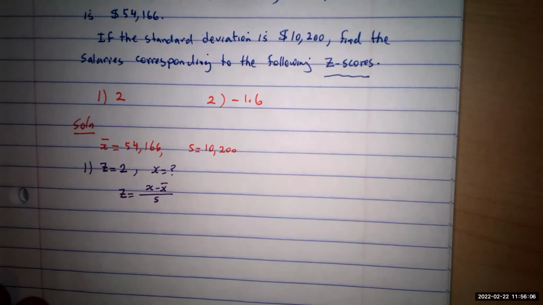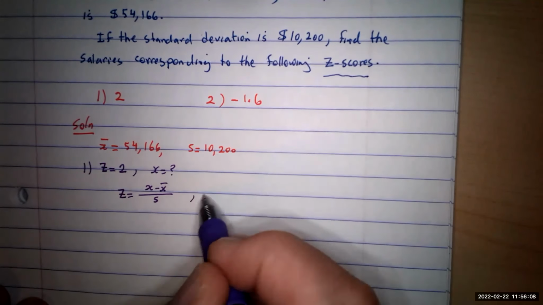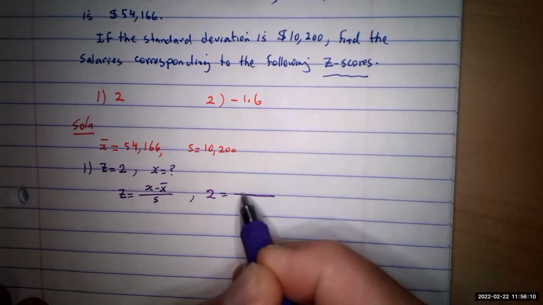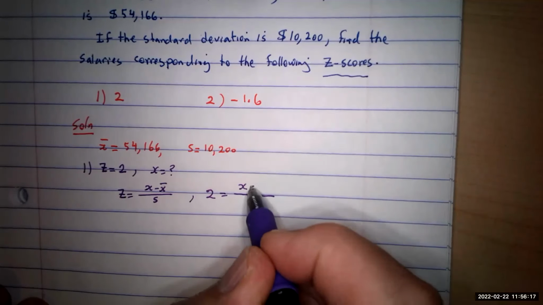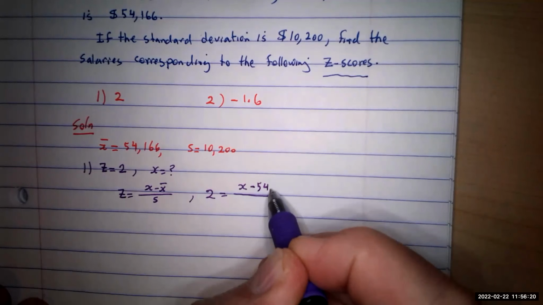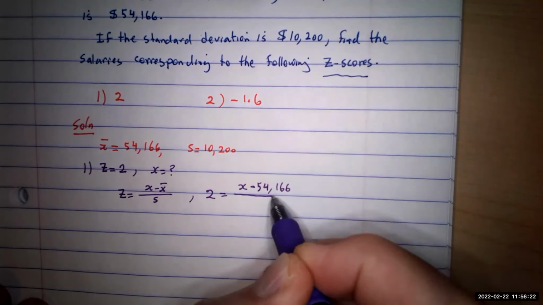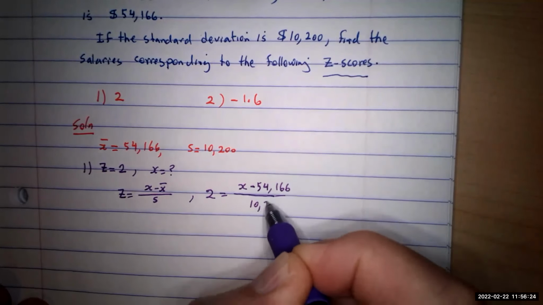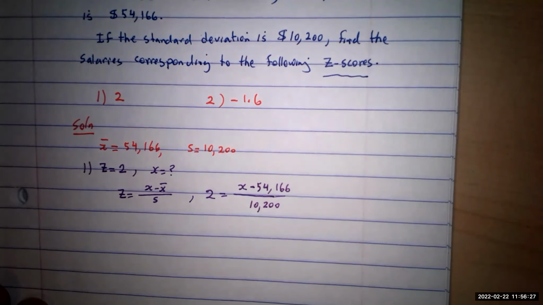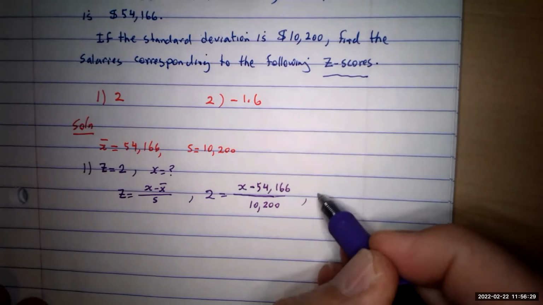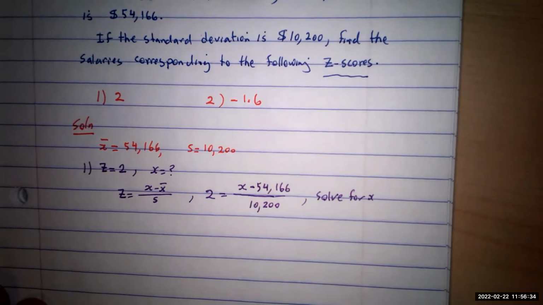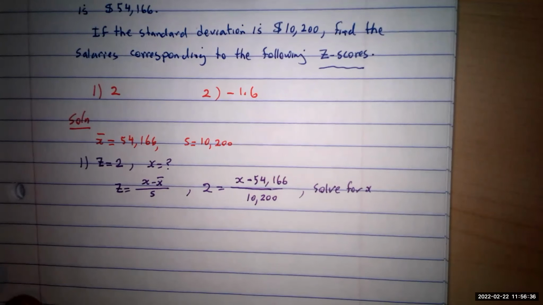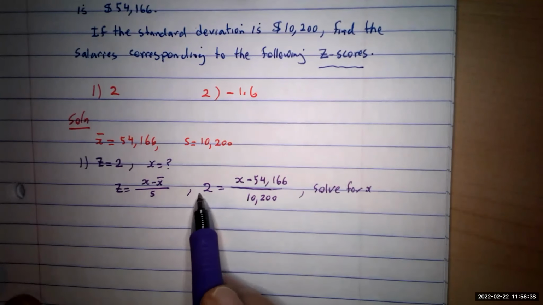Substitute. Your z is equal to 2, equal to x minus x bar, where x is missing for this problem because you don't have the actual salary. The mean salary is 54,166, divided by s, which is 10,200. You have to solve for x. We cross multiply. Okay, it's algebra, just cross multiply.